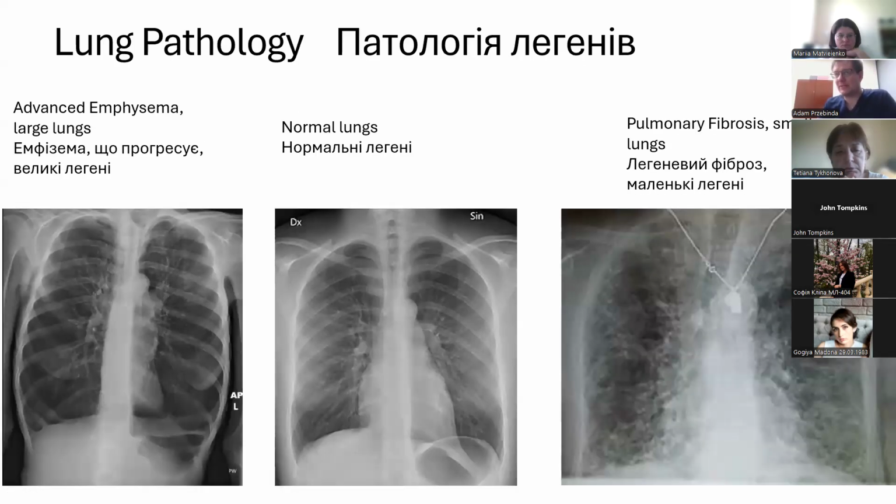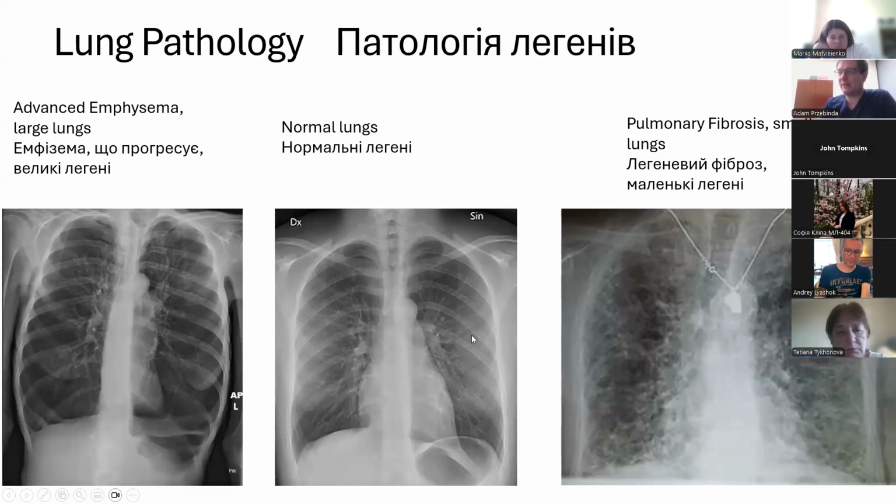I put up a very simple set of X-rays, left to right. On the left, you have hyperlucent, enlarged lungs, with a kind of narrow cardiac silhouette. This is an X-ray of advanced emphysema. In the middle, we have normal lungs. And on the right-hand side, this is an X-ray of somebody who has pulmonary fibrosis. You can see all of this scarring in the lungs. This is better appreciated on CAT scan, but this is clearly a scarred lung.